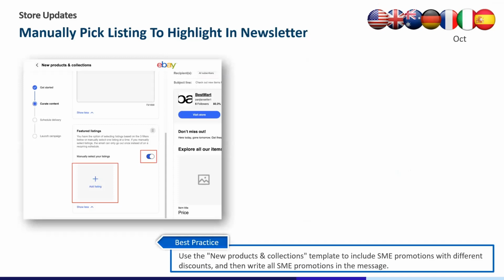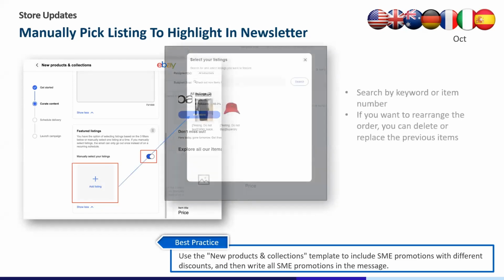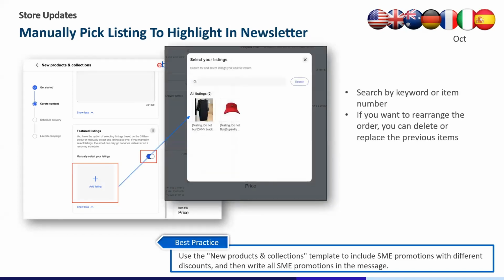You can also handpick the listings that you would like to highlight in your newsletter. Simply search the keyword or item number. If you would like to rearrange the order, you can delete and replace the previous item. Take note that if you are using other SME promotion templates like the coded coupon, the newsletter will only show the coded coupon eligible listings.